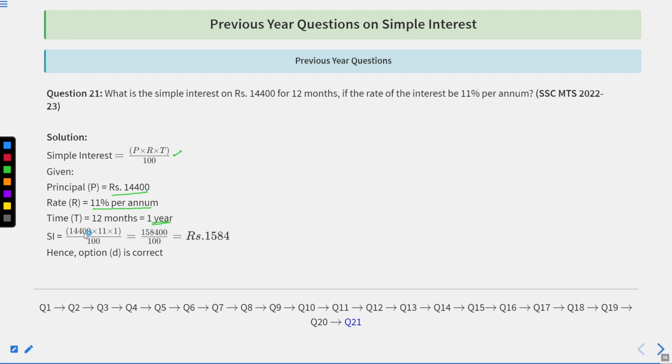So the simple interest will be equal to 14,400 into 11 into 1 upon 100, which is equal to 1584. So the option correct here is option D.